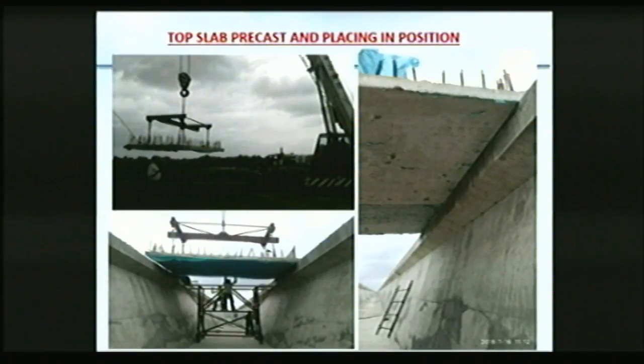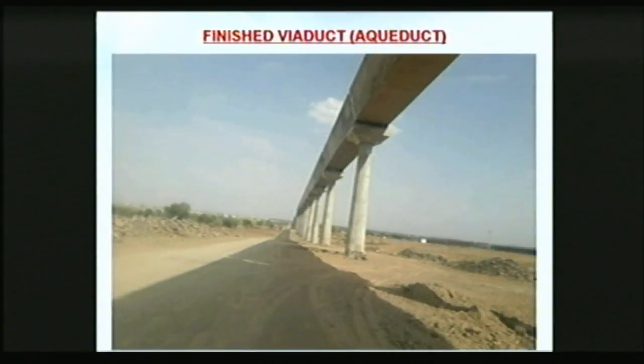And after erection of all the spans, and parallelly, the moment a few spans got ready, the top slab is being placed. On the left side, you can see the lifting, and on the right side, you can see it being placed on the enlarged portion on the right side web. You can see that. And this is the ready constructed, finished viaduct.